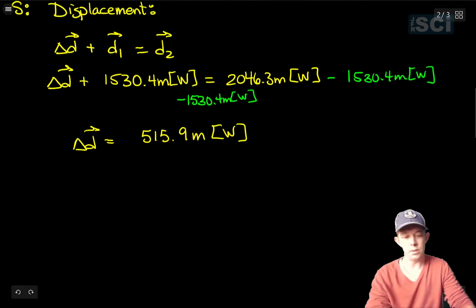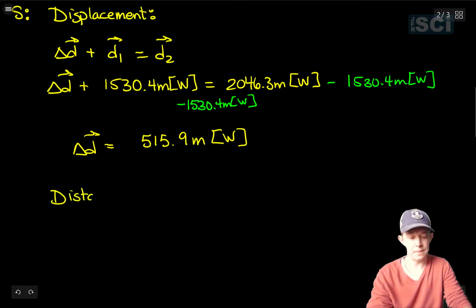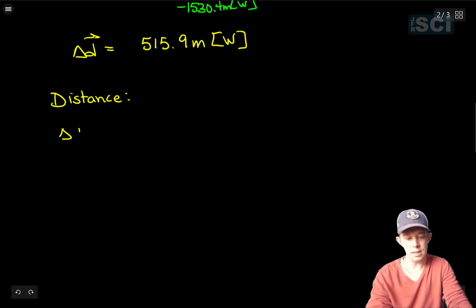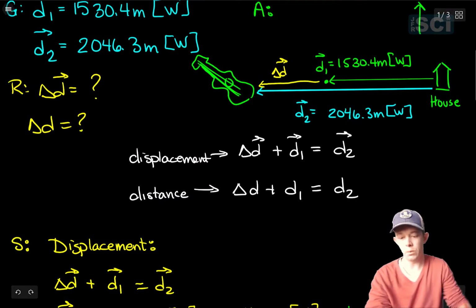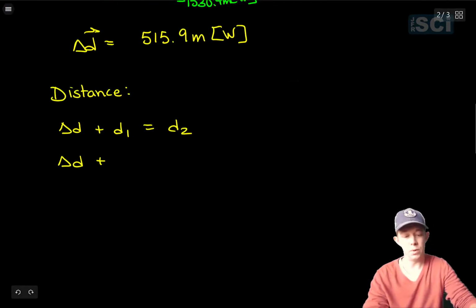The next thing I want to do is determine my distance. So we'll go distance. And we had an equation for distance. It was the same setup. It said delta D without the vector plus D1 is equal to D2. Delta D is, I don't know that, but I do know D1. The length of D1 is 1,530.4 meters.